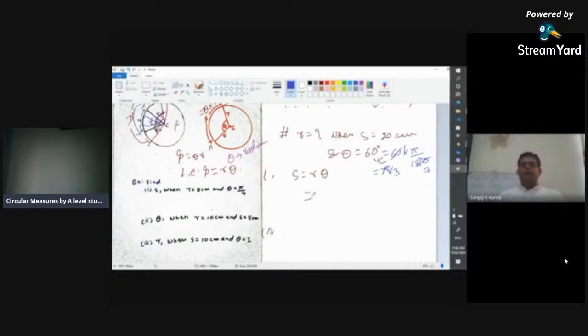Now you need to find r, so therefore r equals s by theta, and our s value is given as 20 divided by pi by 3, so this is now 60 by pi centimeter. Or you can use the calculator and divide 60 by pi and get the answer in the given significant figures.